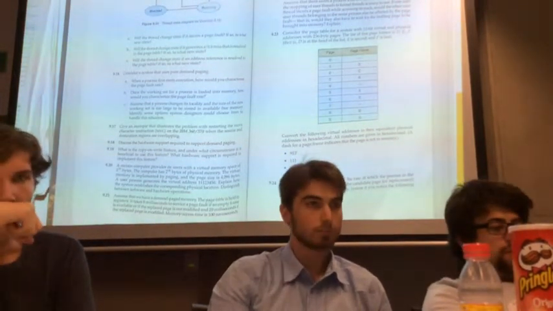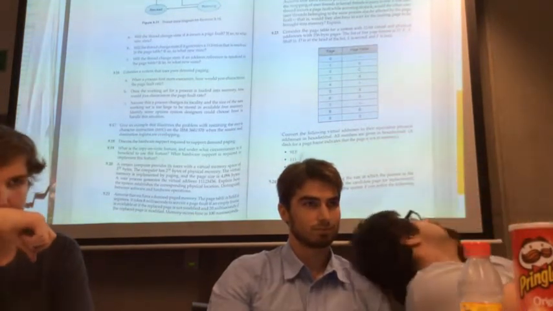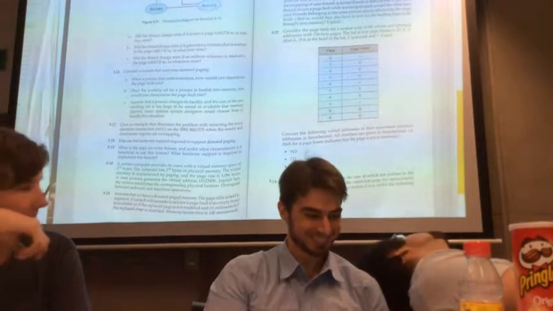Yeah, there we are. All right, so 921. Assume that we have demand paged memory. The page table is held in registers. Here we are, translation look-aside buffer again.